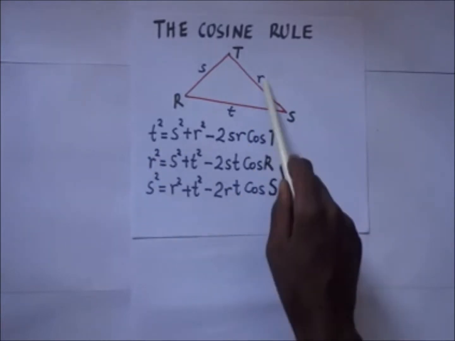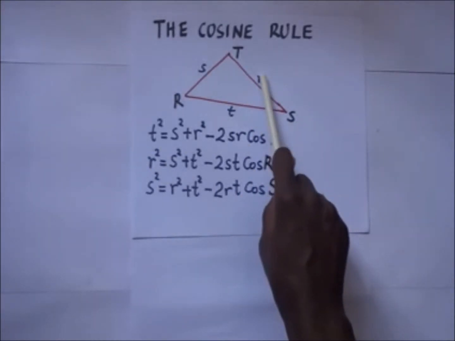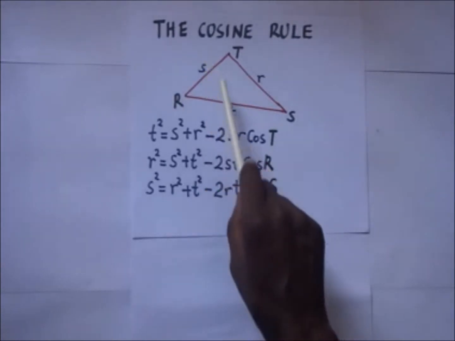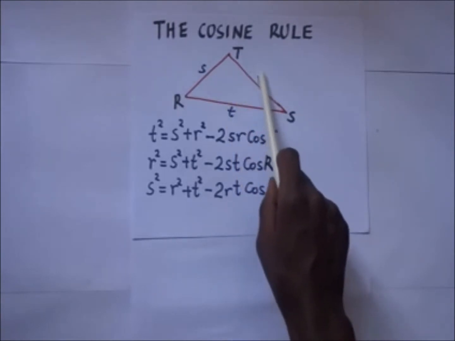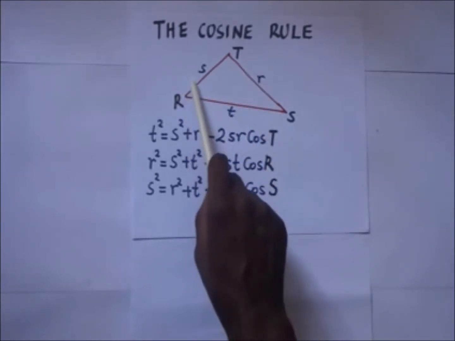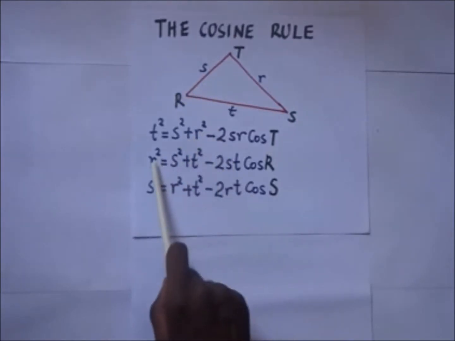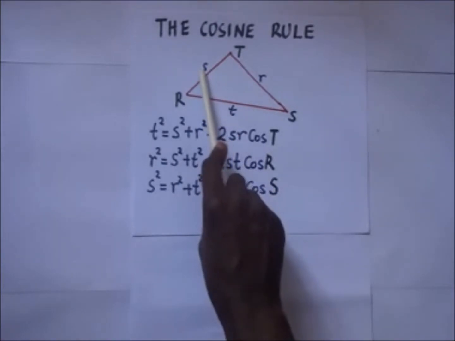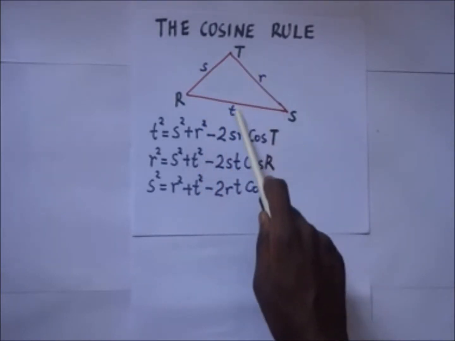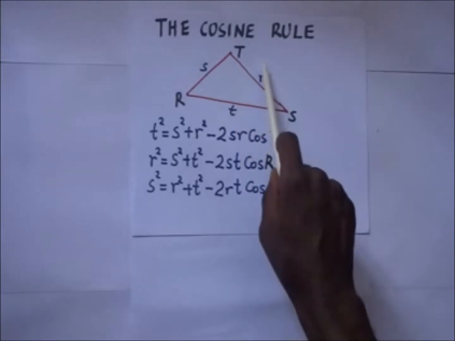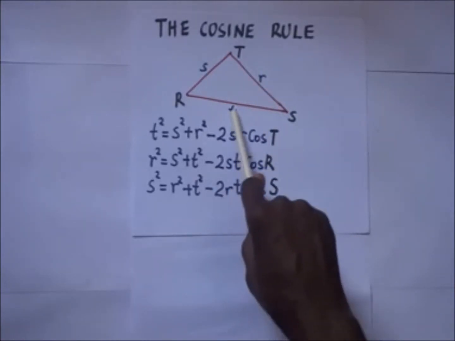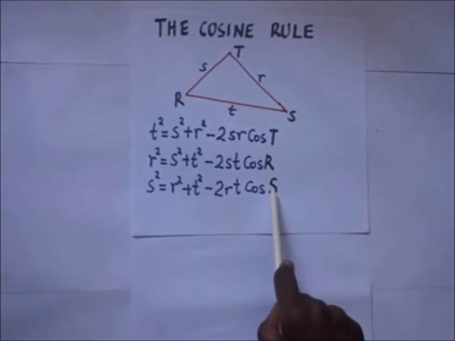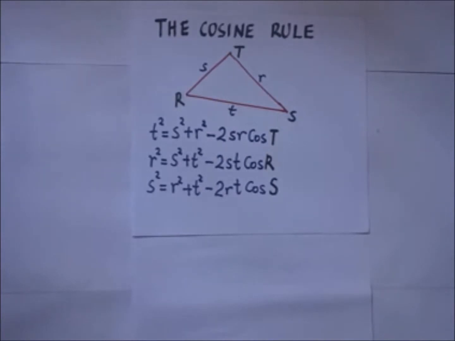If we started with r, it's going to be r squared is equal to s squared plus t squared minus 2 times s times t times the cosine of the angle opposite r, which is capital R. Then if we start with s, it's going to be s squared is equal to r squared plus t squared minus 2 times r times t times the cosine of the angle opposite s, which is cosine s. So the cosine rule is just as simple as that.